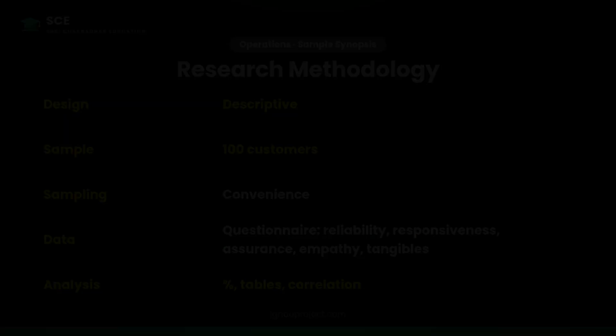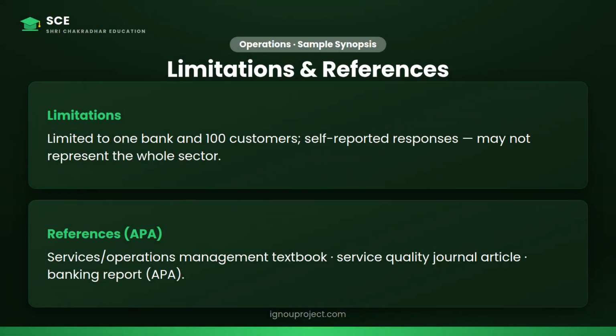Then, the limitations. The study is limited to one bank and 100 customers, so the findings may not represent the entire banking sector. Customer responses are self-reported and may carry some personal bias. And finally, the references. Include 3 to 5 sources in APA format. For example, an operations or services management textbook, a journal article on service quality, and a relevant banking sector report.